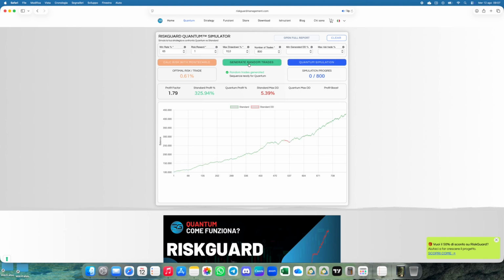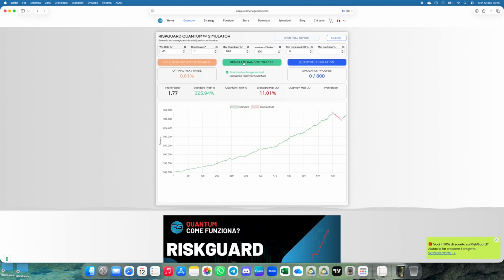We can calculate this risk, simulate the equity curve and, most importantly, compare what would have happened on the exact same trades using a fixed risk versus allowing quantum to dynamically calculate the risk before each trade. You can also set a minimum equity drawdown.